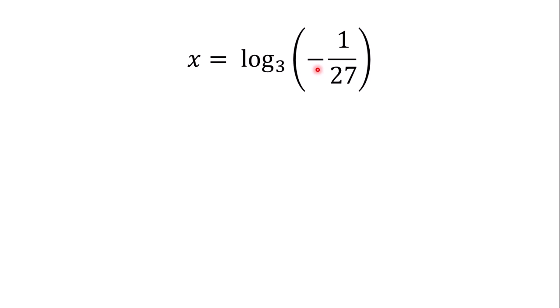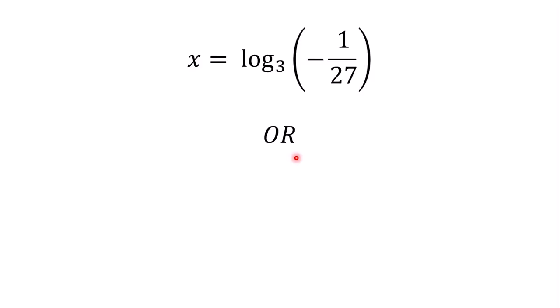We will not use it. So x equal to log of minus 1 over 27 to the base 3 is ignored. We are not going to consider it as part of the values of x, because when we put it into the equation, I think it will be something else. Okay, so let's consider the other one also.